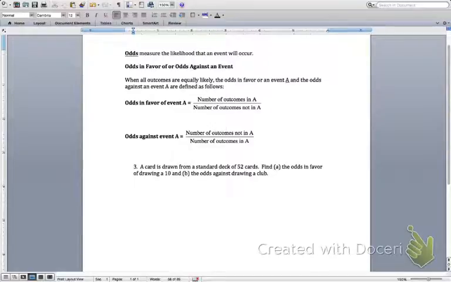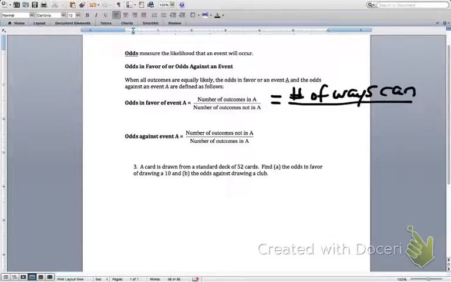Odds in favor of event A equal the number of outcomes in A over the number of outcomes not in A. Odds against would be the reciprocal of that: the number of outcomes not in A over the number of outcomes in A. So sometimes when I think about this, odds in favor would be the number of ways you can do event A over the number of ways you can't.